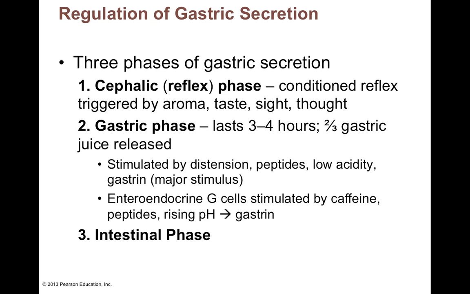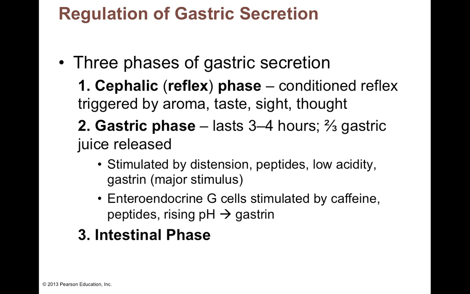So in terms of the regulation of gastric secretion, it occurs in three major phases, right? We've got the cephalic phase, the gastric phase, and the intestinal phase. When you guys think cephalic, if you remember, that's pertaining to the head, right? So the cephalic phase would be the phase of gastric secretion that's caused by you just thinking about food or seeing it or smelling it, right?